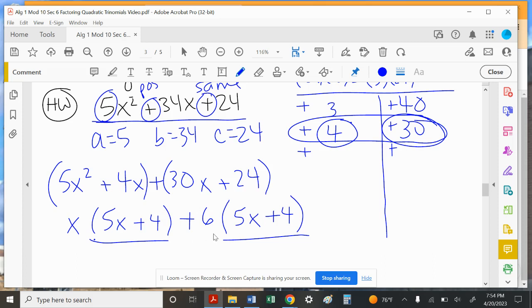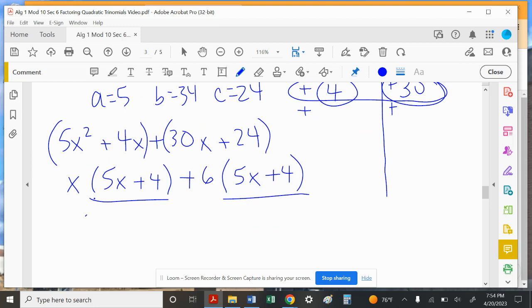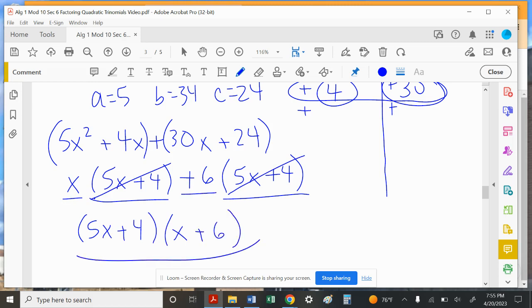You have to go back and check it and make sure that these two are the same. And they should be the same if you found these numbers that add up to 34. And so we did. Remember from last time, we can factor out a 5x plus 4. That cancels this one and this one, and we have left an x plus 6. And there's my answer.